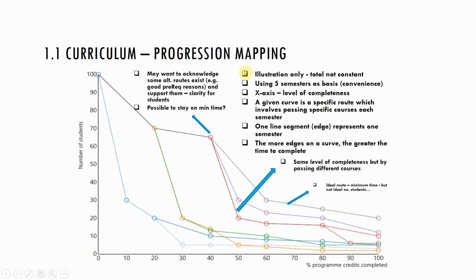And in progression mapping, we try to understand the various routes by which students are passing through our curricula. So on this graph, if we plot here the number of students and if we plot the percentage of program credits passed, then if we consider a program that has 100 students entering in the first year, after one semester, so that's what each edge here represents, one semester. So after one semester, that original 100 students may have split up into 70 students who pass everything and 30 students who pass some smaller set of courses.